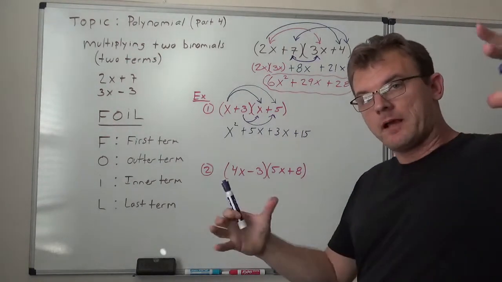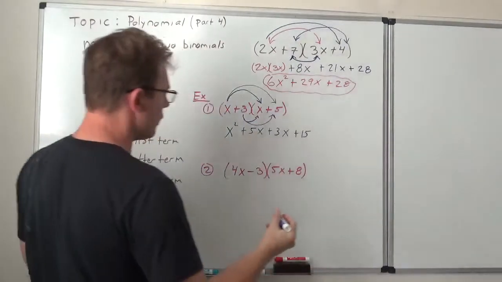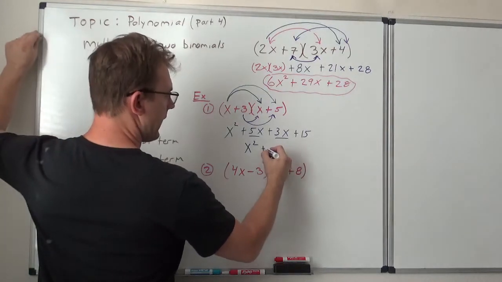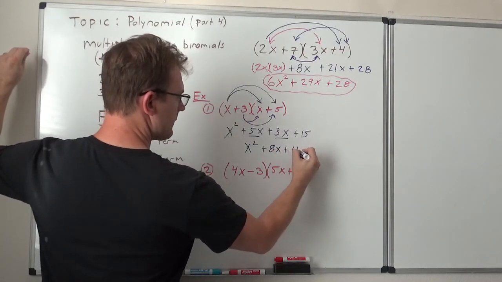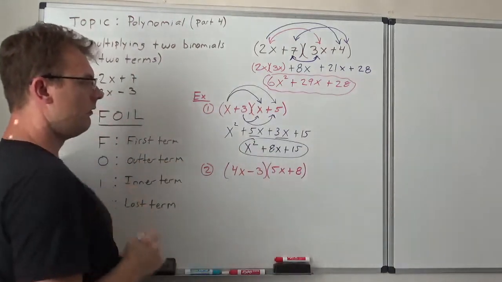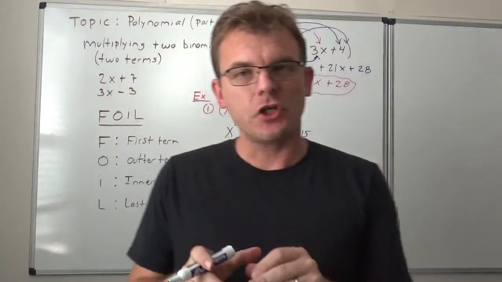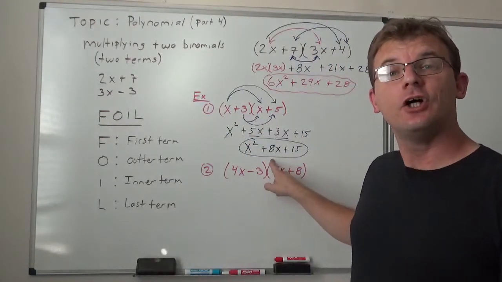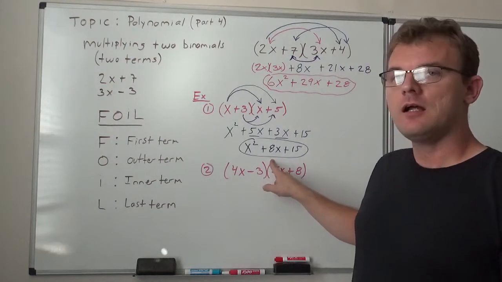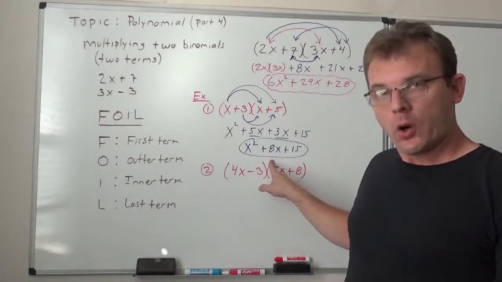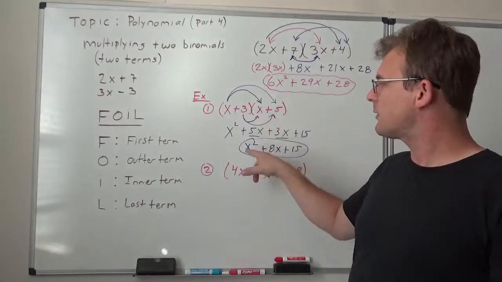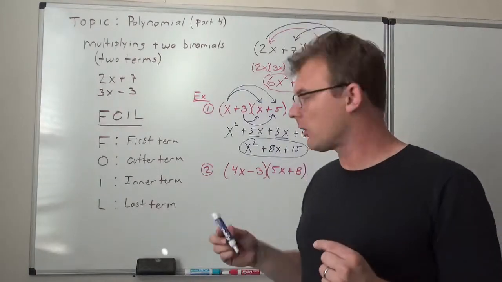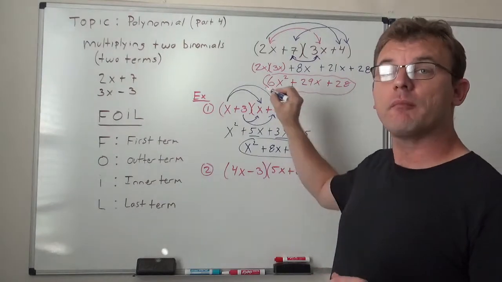Now, combine. So you should have x squared, 5 and 3 make 8x plus 15. And there you go. So what I'm trying to show you is a binomial turns into a trinomial. Does this happen all the time? No. Because sometimes things will cancel out to give you another binomial. But more likely you're trying to get a trinomial from two binomials.